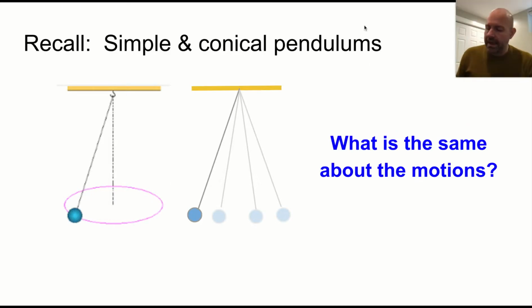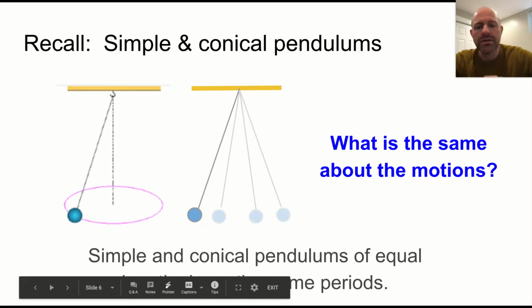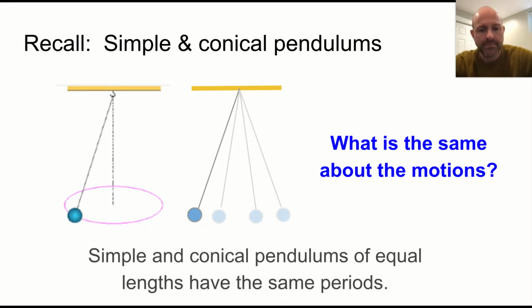It turns out that a simple pendulum and a conical pendulum, and you may recall when we did the conical pendulum investigation, that a simple pendulum and a conical pendulum that go out to the same extremes actually have the same period. So there's a lot of stuff that we already know about circular motion that applies to this kind of motion for a pendulum.